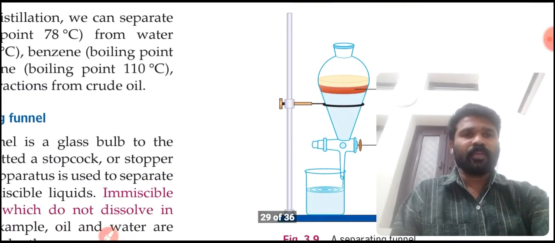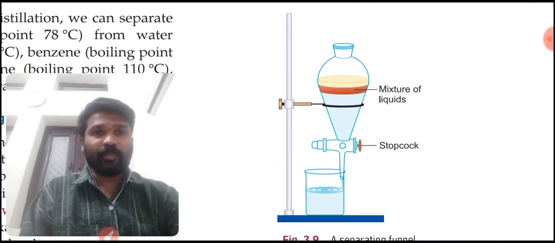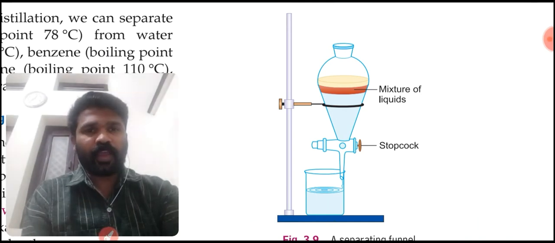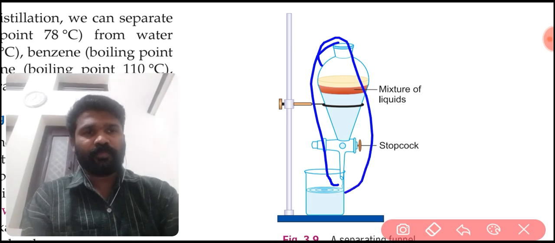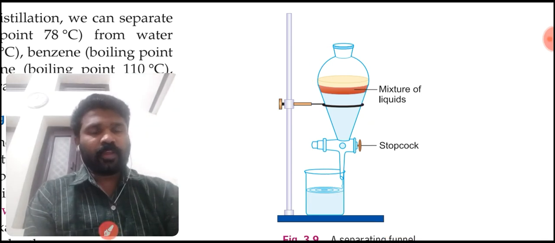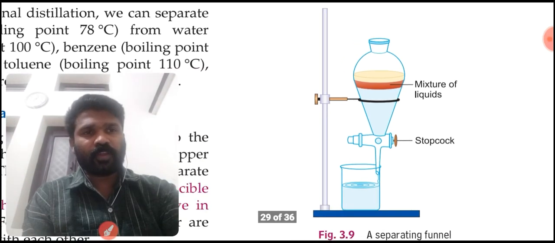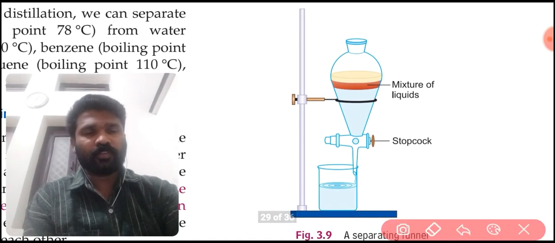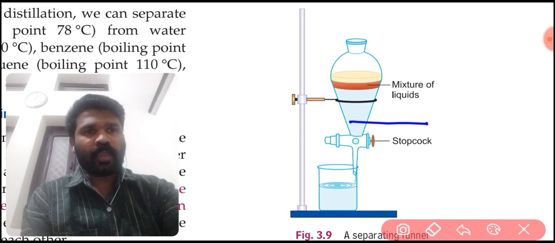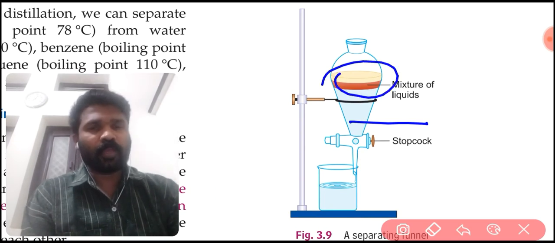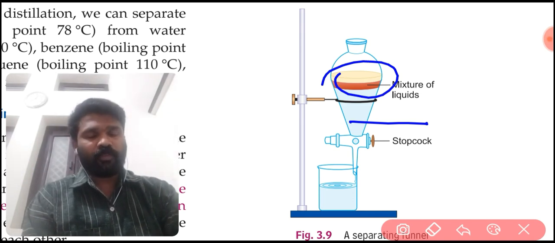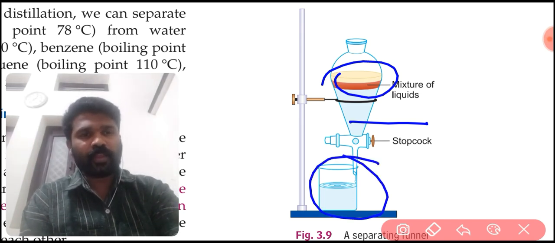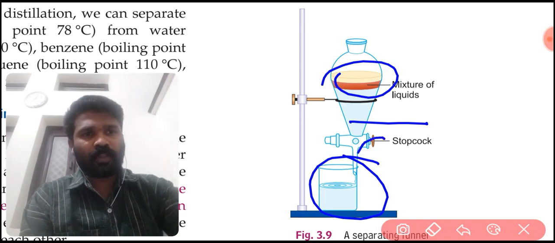Okay students, here is the diagram. The mixture of oil and water that we have collected is in the separating funnel. Downside, the water is collected, and these are different types of liquids. So collect the water first. We have to keep a beaker down here and just open the stopcock. Then the water will start to move.